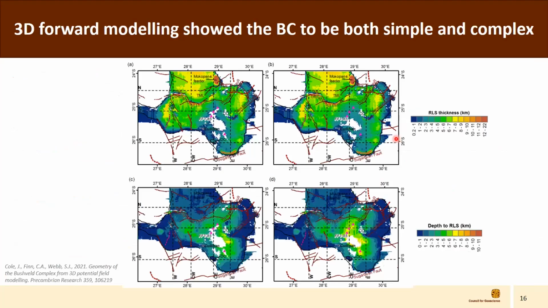So if we look at the results, it's like the Bushveld is both simple and complex in a way. In the west, the thickness is quite consistent. Obviously, along the edges, it's a bit thicker. We have the Crocodile River fragment, but otherwise, it's really just a solid, same thickness. And also the depth to the top of the Rustenburg Layered Suite is pretty consistent.